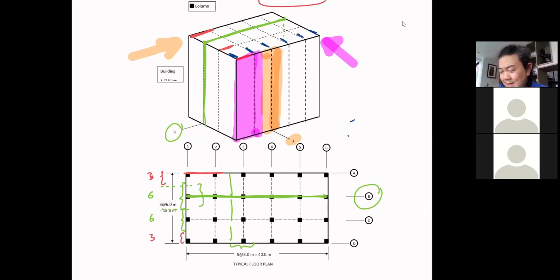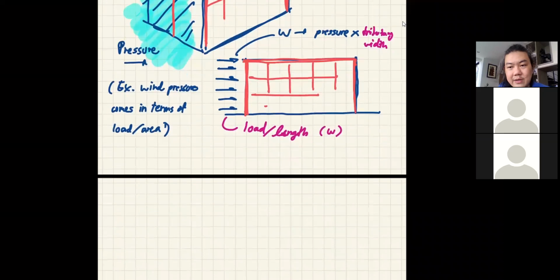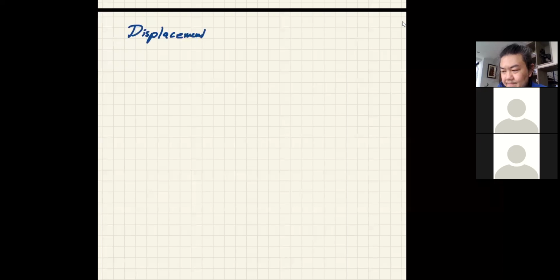Then we come back and we don't have anything to do now except to start talking about the method that we are going to use to solve the structure. This is the first of the displacement methods that you're going to learn in class. The first one is what we call the slope deflection.